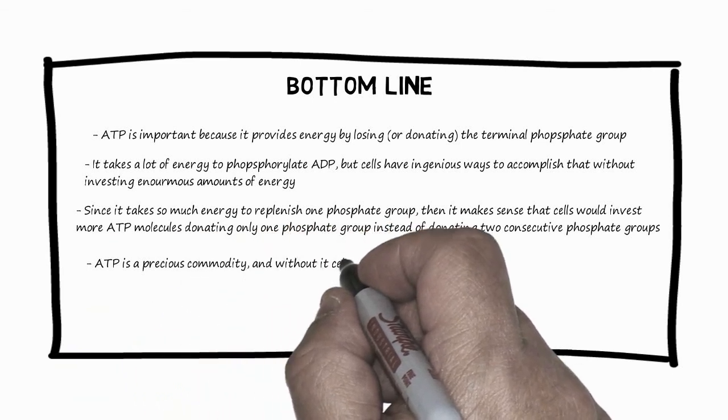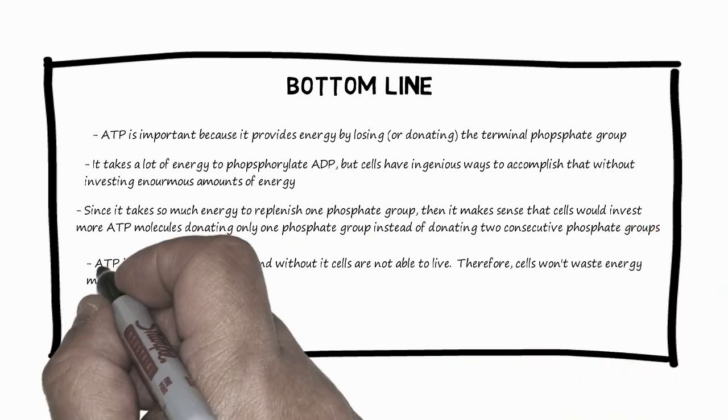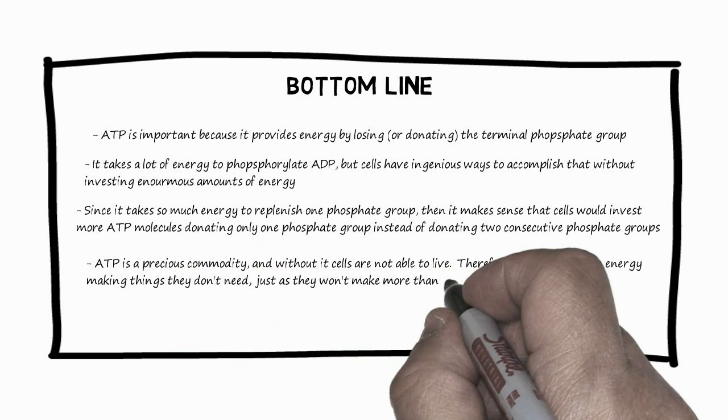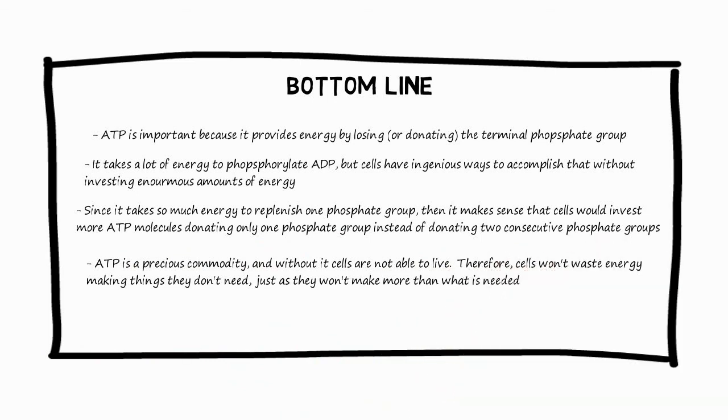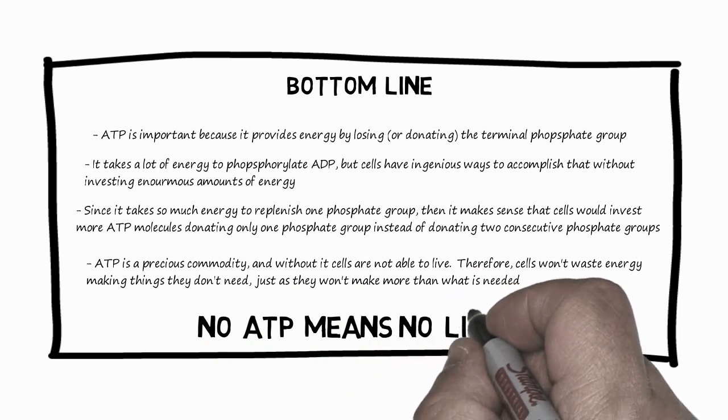ATP is truly a commodity, and there is no organelle or structure to store it. Cells will make more than what they need, and they won't use more than what they need. And the most important fact to know about ATP is that no ATP means no life.